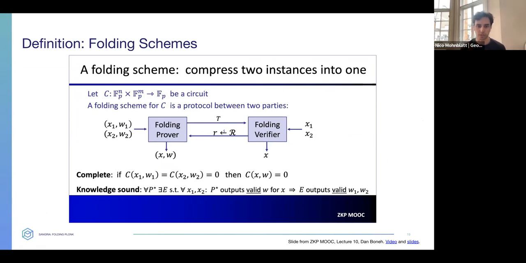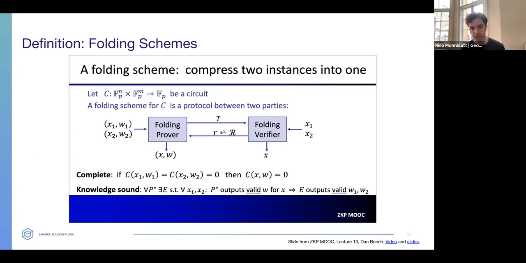Prover sends a message, verifier sends some randomness, and at the output, the prover will have a new instance witness pair, and the verifier has a new instance. And the two important properties here are completeness. So if the two incoming instance witness pairs satisfy the circuit, then so does the outgoing one, the output pair.